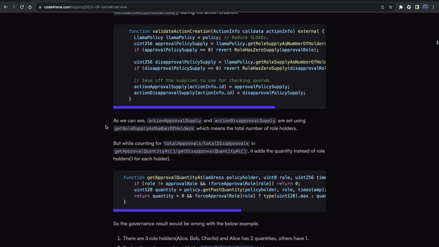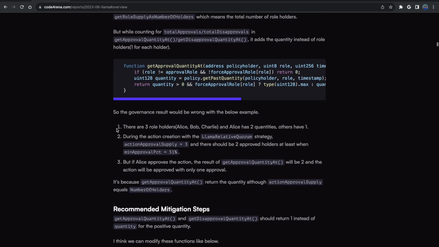So let's see if we can understand it now. The governance would be the one below. There are 3 role holders, and Alice has 2 quantities, others have 1. During the action creation with the Llama strategy, 2 proposed at least 1.